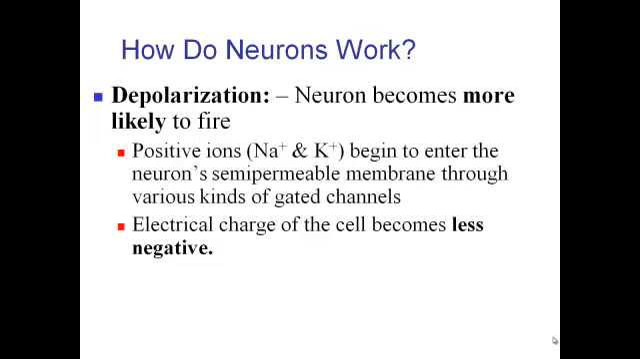Because again, when the neuron is at rest, the intracellular fluid of the neuron has a negative charge. When it starts becoming a little less negative, a little more positive, well, now we're getting closer and closer to the point where it actually will fire, actually will send a message. So the positive ions of sodium and potassium begin to enter into the membrane. These channels open up, letting some of these ions in. The electrical charge becomes less negative. So far, by the way, the neuron has not yet fired. It is just depolarizing. The positive ions are coming in.